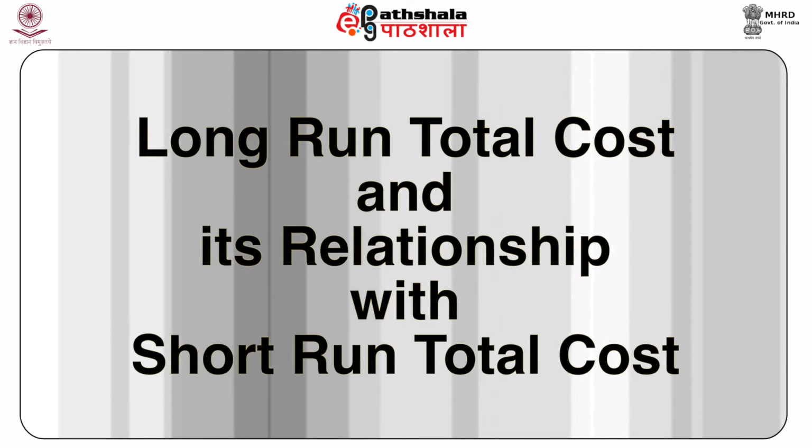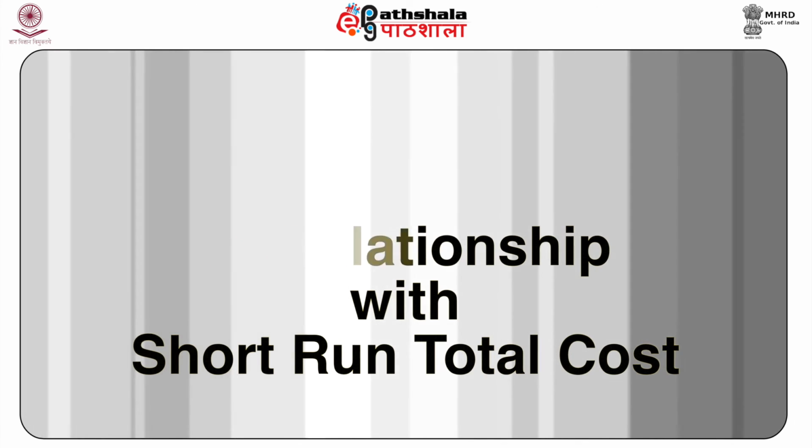Long run total cost and its relationship with short run total cost. The long run total cost of production is the least possible cost of producing any given level of output when all inputs are variable. One of the first decisions made by the firm is to decide upon the scale of production. For this, the firm must have knowledge about the least cost of producing each level of output. Firms can produce a given level of output at minimum cost when they have sufficient time to select an optimal plant size and the optimal proportion of inputs.